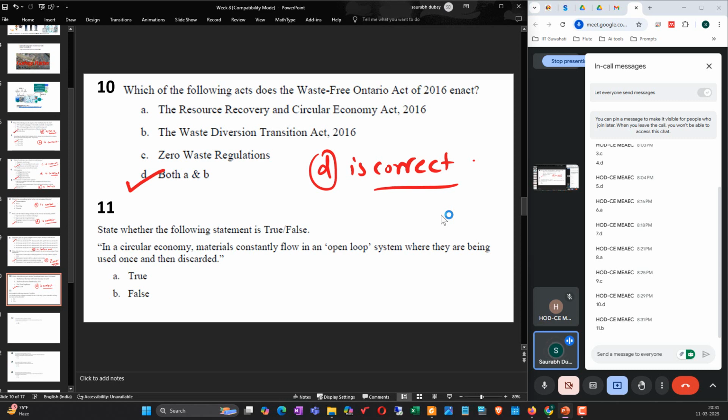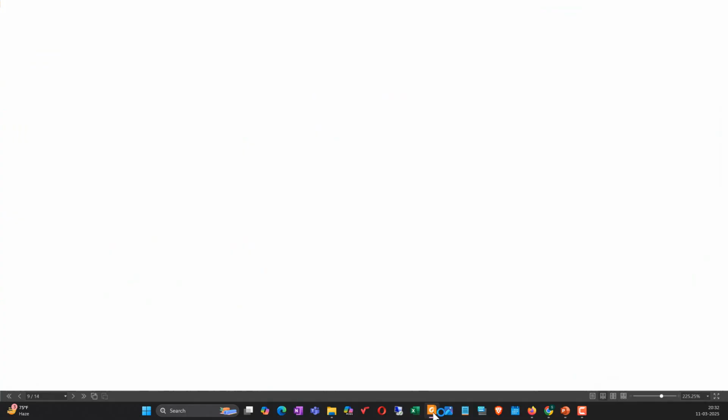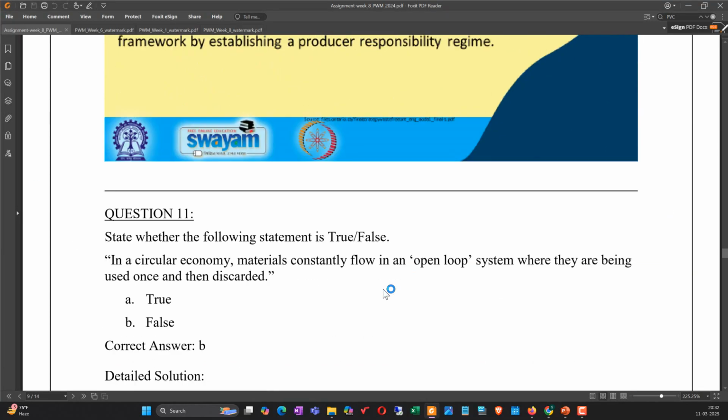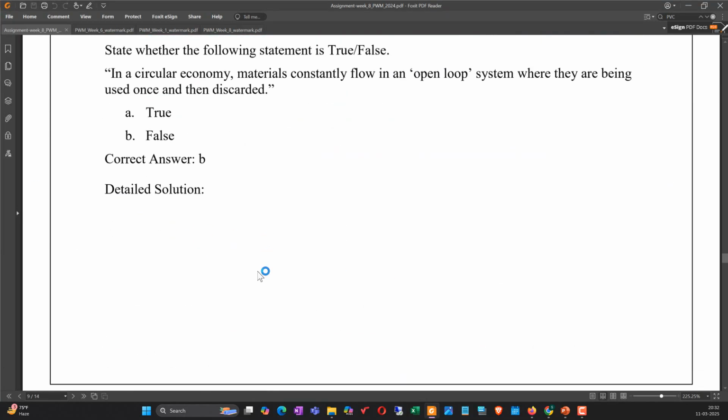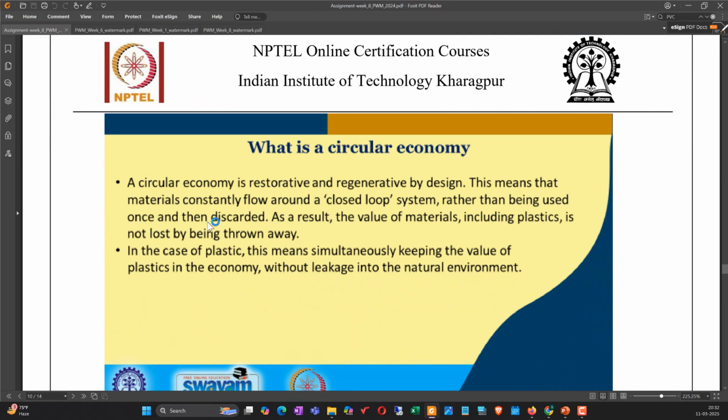False. B option is false. In circular economy, material constantly flow in open loop. So it's false. It has to be circular, so it's a closed loop where they are being used and discarded. So it's a direct question, so the direct answer is there for this. Option B is the correct one. It's a closed system. Okay.